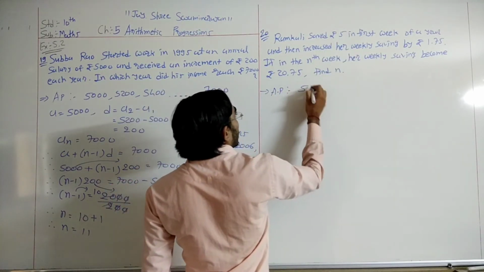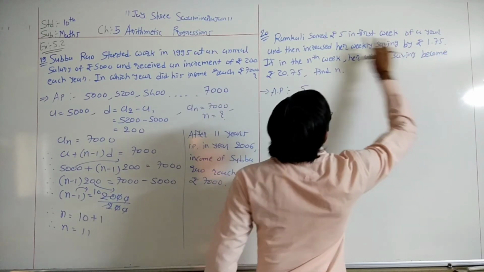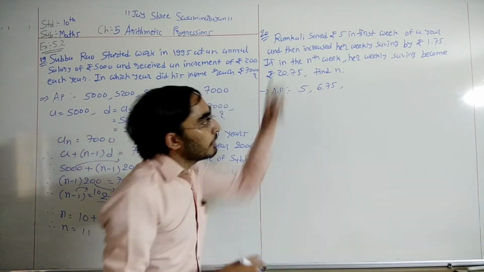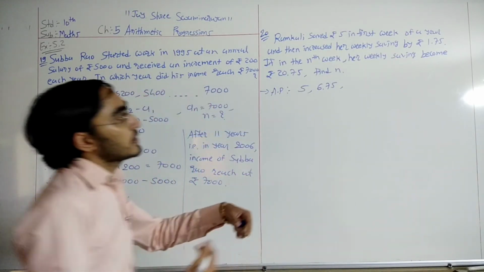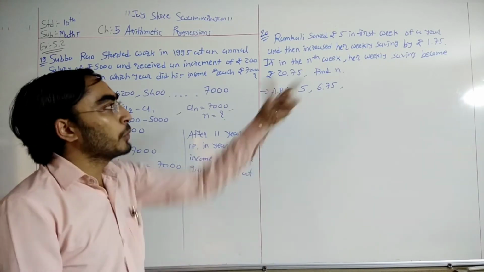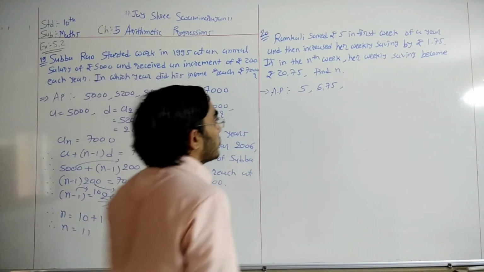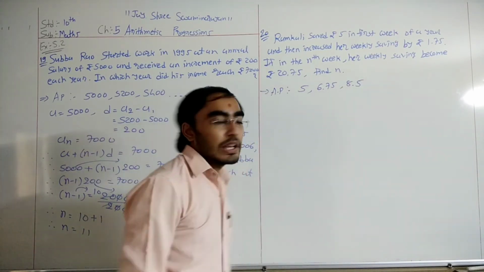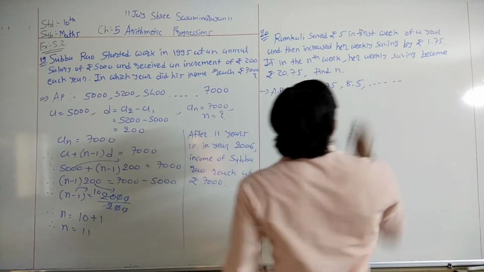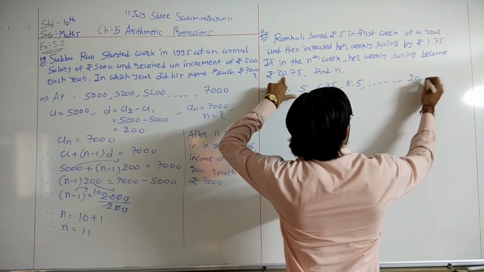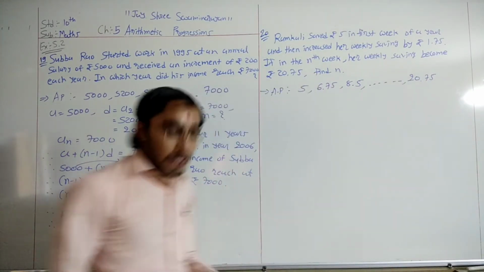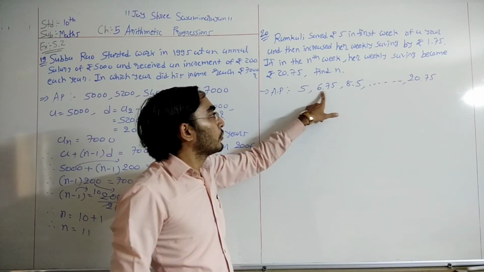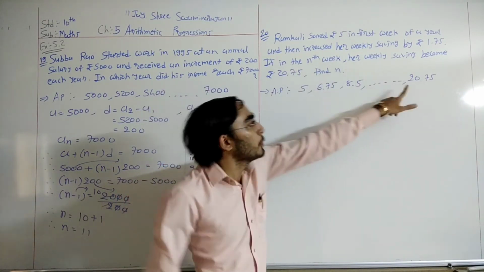First week ₹5, then increase by 1.75. So 5 plus 1.75 is 6.75. Again we need to add 1.75 because every week the saving increases by 1.75. So 8.5, right? And up to 20.75. Okay, here we have the AP. Started with 5, every time we need to add 1.75. So 6.75, 8.5 up to 20.75.